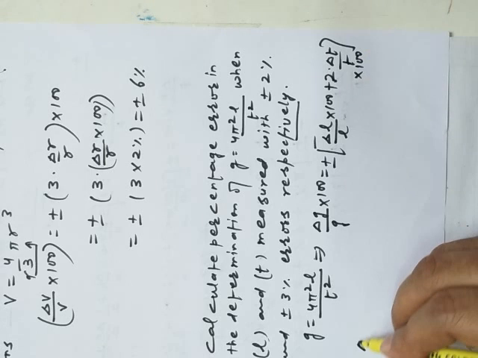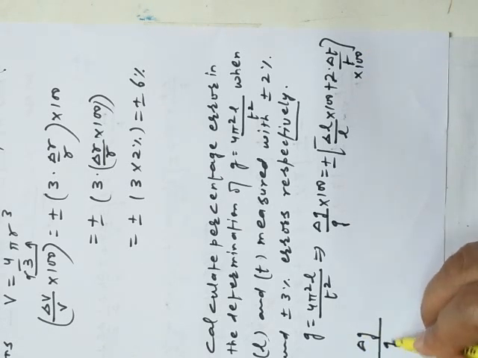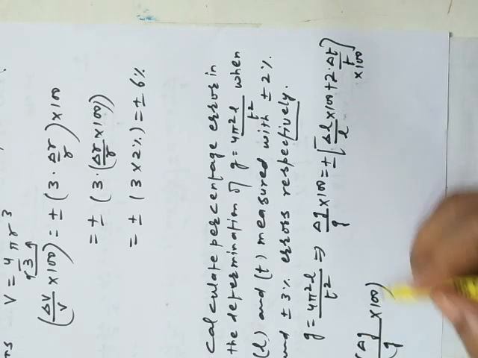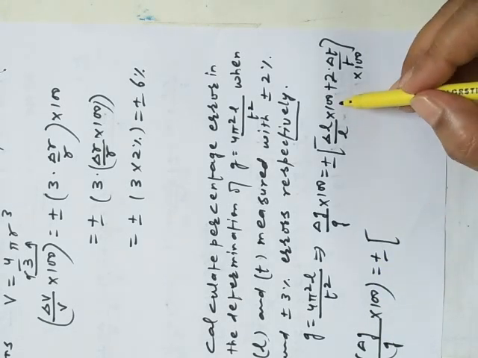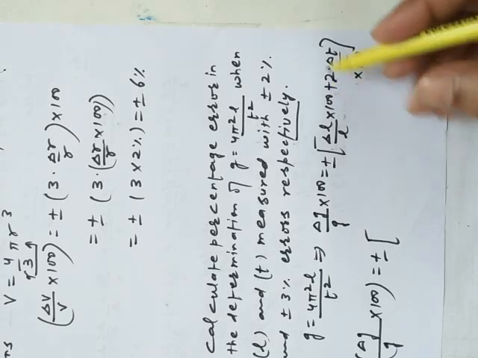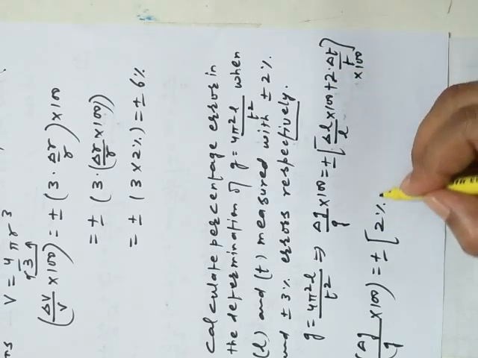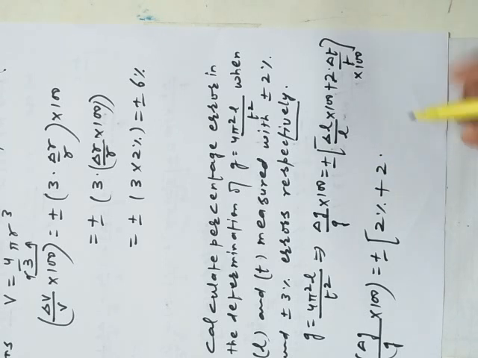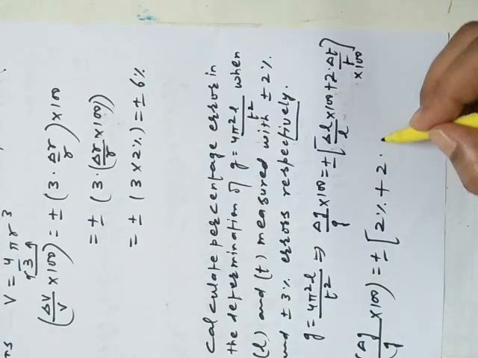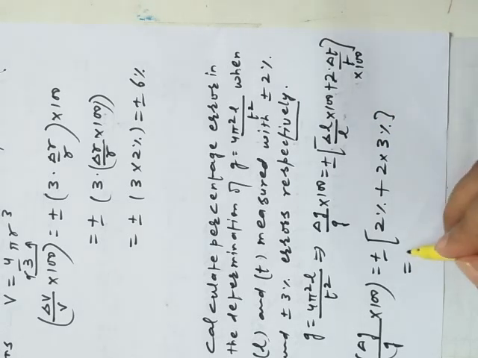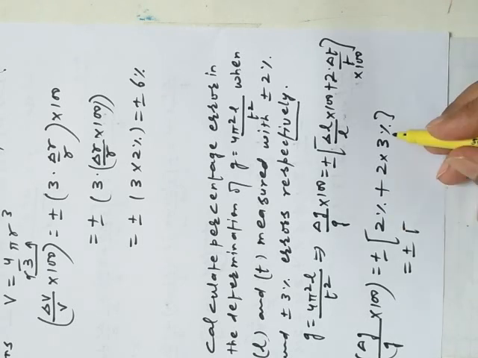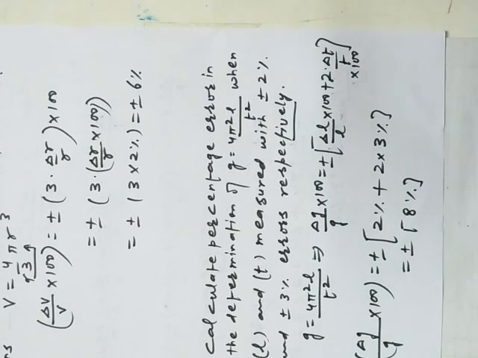Now delta g upon g into 100 is equal to plus minus the bracket of delta L upon L into 100. The value of delta L upon L is given, that is 2%, students, so we can use it. Now the value of delta T upon T into 100 is given as 3%. Now we are finalizing it. So the percentage error in the determination of g will be 2% plus 6%, that is a total of 8%.